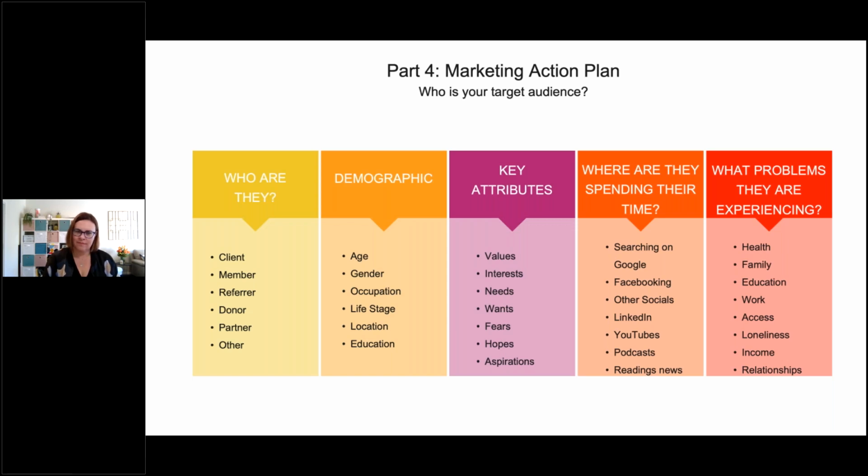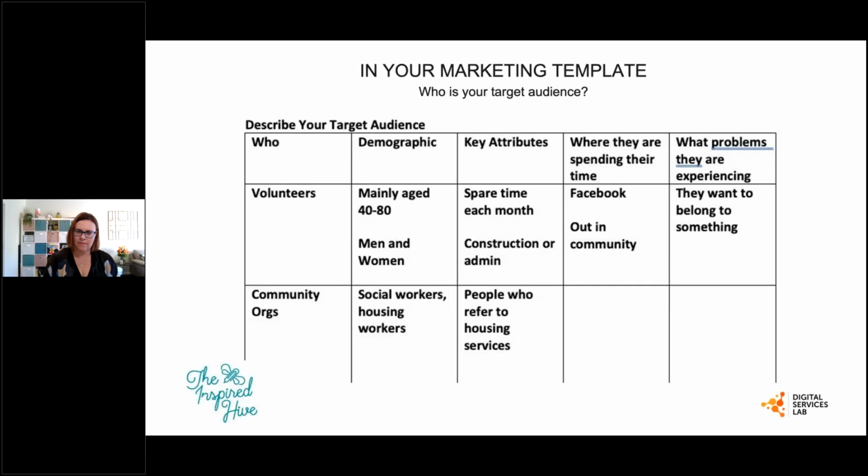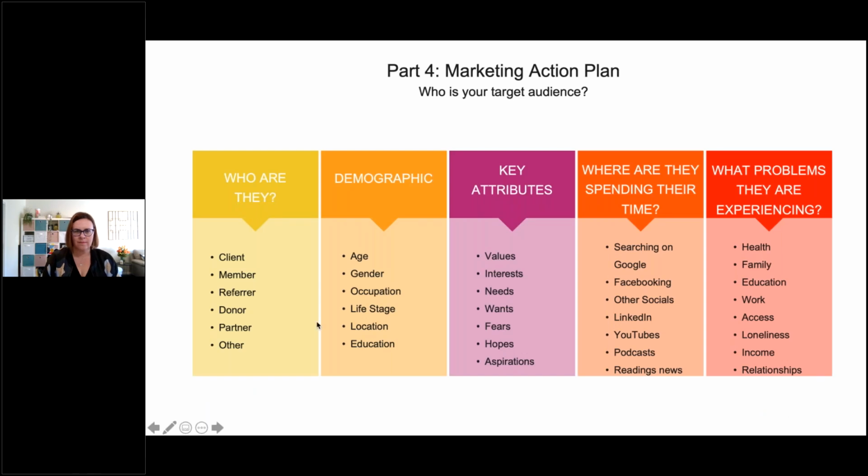So what we want you to do today in your marketing action plan template is to write down, there's a who column. I'm going to switch slides for a moment. There is a who column. So start writing down all of those different audience types that you have so that we can expand on those in a moment. Within that, we often have the demographics of those people.